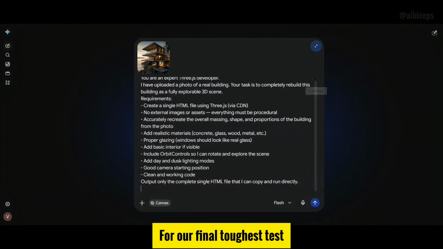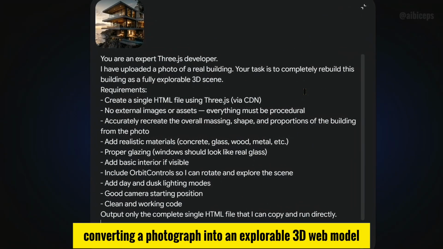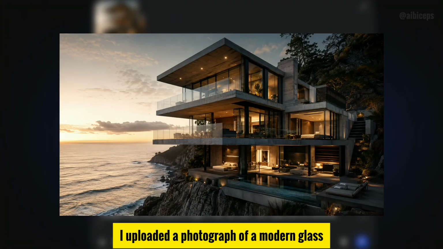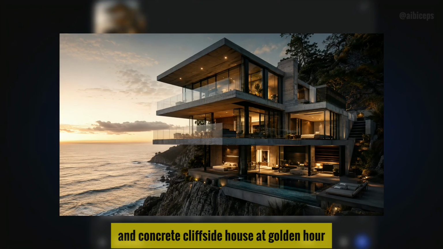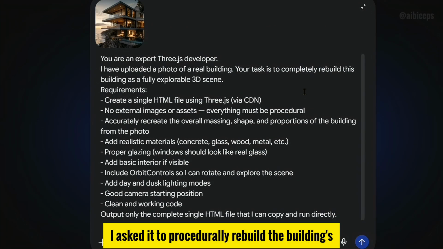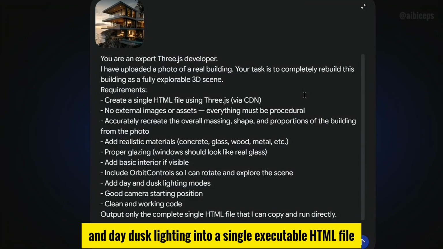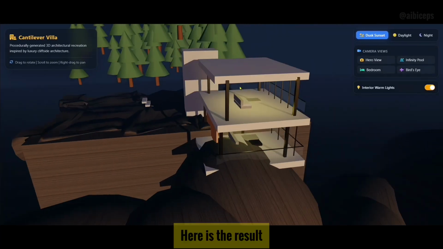For our final, toughest test, converting a photograph into an explorable 3D web model, I uploaded a photograph of a modern glass and concrete cliffside house at golden hour and prompted Gemini, acting as an expert Three.js developer. I asked it to procedurally rebuild the building's shape, materials, glass glazing, orbit controls, and day-dusk lighting into a single executable HTML file. Here is the result.